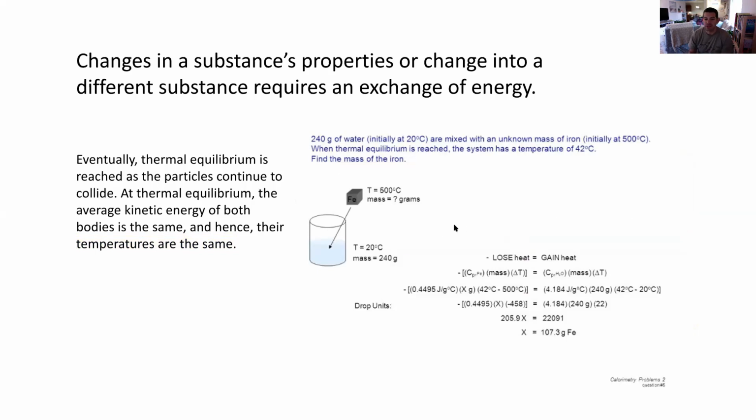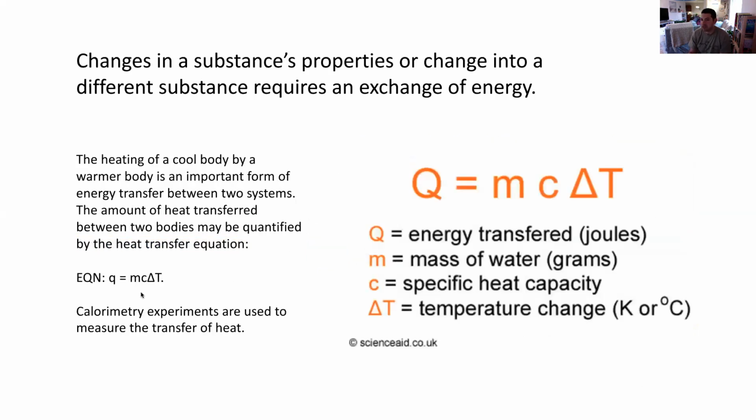These are questions where we do the energy lost. The negative of the energy lost is equal to the energy gained, a Q equals negative Q type problem. So here's our formula. Here's what I mean when I say Q. Q equals MC delta T. Q is the energy transferred, typically joules. It could be in kilojoules. They could be really goofy and put it into calories, which is totally fine. 1 calorie equals 4.18 joules.